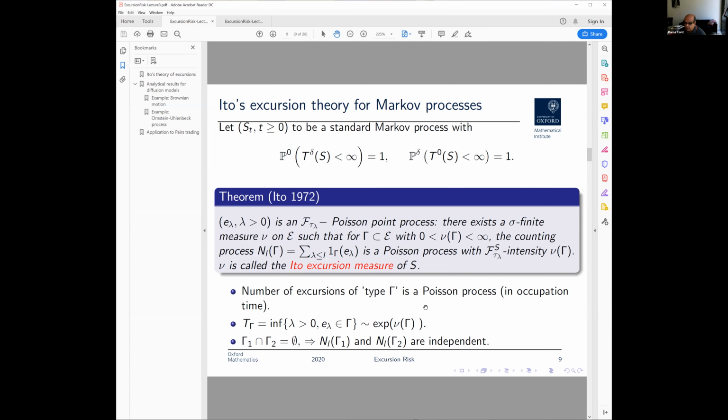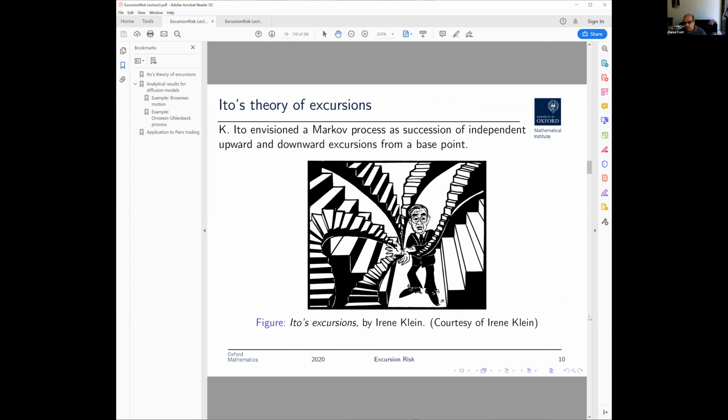It's very surprising the first time you see it. But that's how we get it. This is a consequence of the fact that there's only one counting process with stationary independent increments that's possible. So this is really the vision here, that you think of the Markov process as an infinite collection of excursions, always coming back to the base point, which in this case is 0.